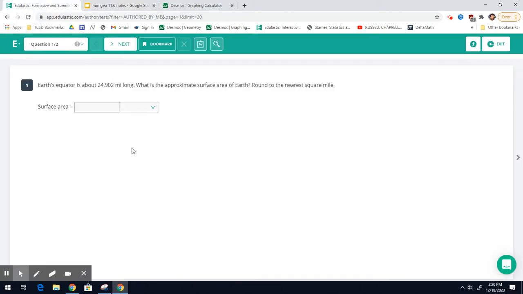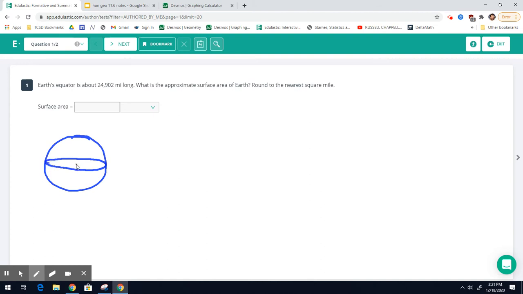All right, question one. It says the Earth's equator is about 24,902 miles long. What is the approximate surface area of Earth, rounded to the nearest square mile? So, oh my goodness, how are we going to do this? Well, let's draw a picture real fast. So, this is the Earth. Now where is the equator? The equator is this circle that runs right through the middle of Earth.